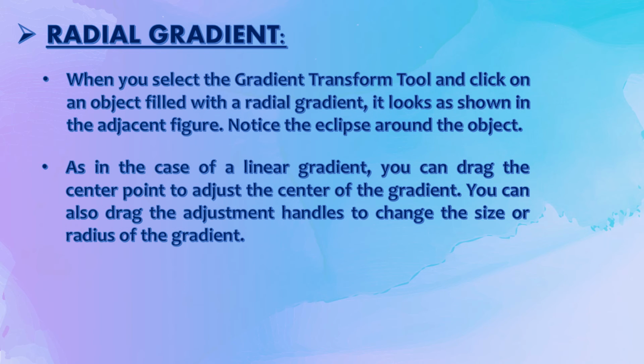Radial gradient. When you select the gradient transform tool, click on the object filled with the radial gradient. It looks as shown in the adjacent figure. Now notice the ellipse around the object. As in the case of a linear gradient, you can drag the center point to adjust the center of the gradient. You can also drag the adjustment handles to change the size or radius of the gradient.